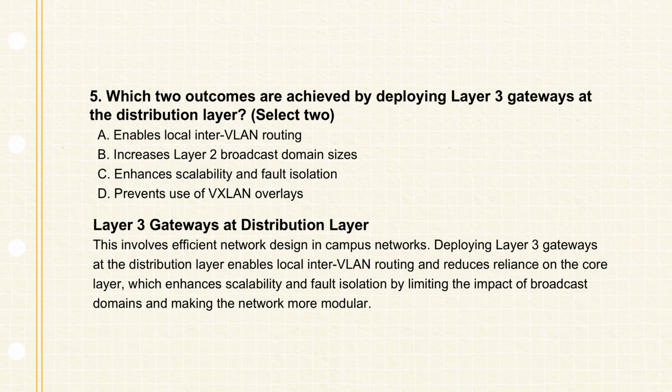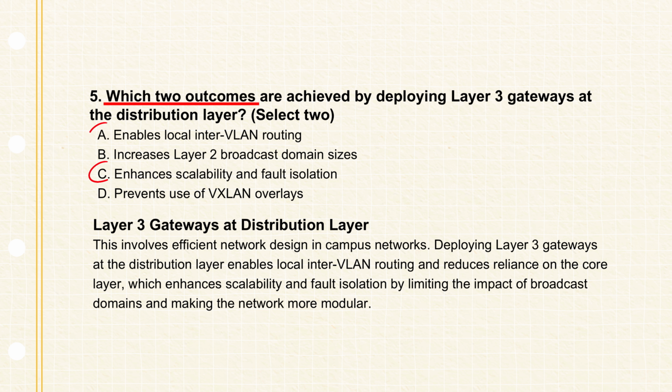All right, question 5. This one's a select 2 type. It's about deploying layer 3 gateways at the distribution layer. What are the outcomes? The two correct outcomes given in the source are, first, it enables local inter-VLAN routing. Okay, and second, it enhances scalability and fault isolation. Let's break those down.